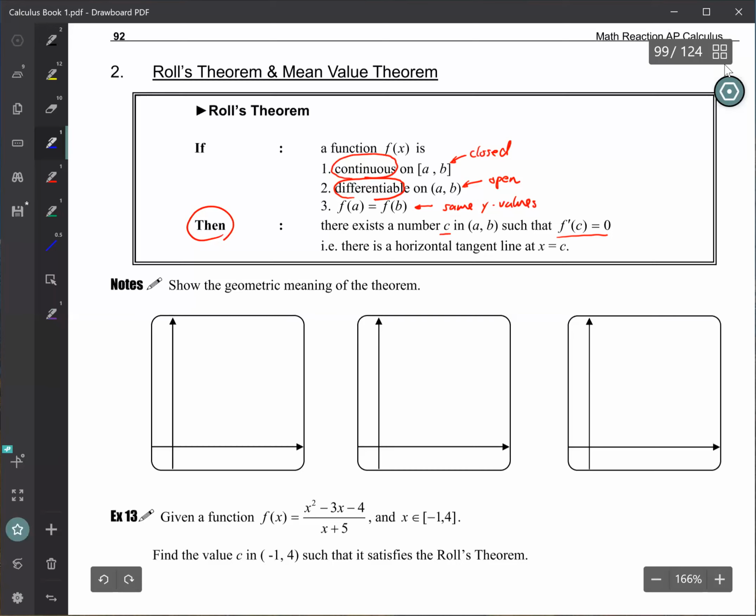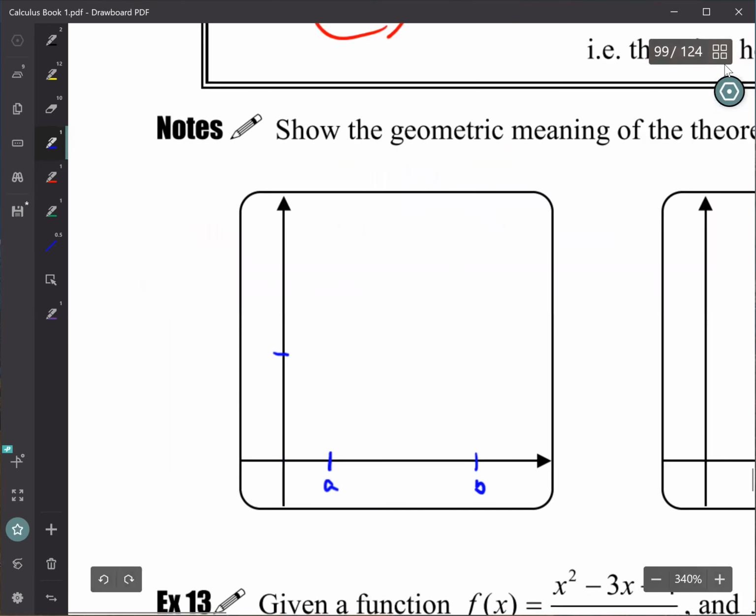So first one, for example, I could have interval A here, interval B here. It has to be continuous, so no jump, no asymptotes. Differentiable means you don't have a cusp, those things. So we'll just make a very simple curve. And number three, the y value has to be the same. So let's say the y value is here, so f of A equals f of B. You start here, and you also want to finish at the same y. So one possibility is I can connect the line like that.